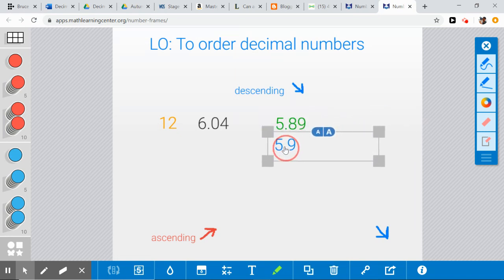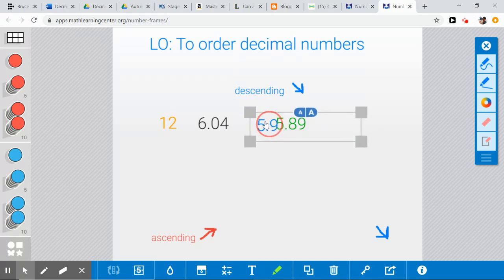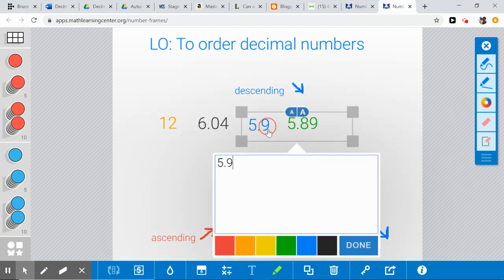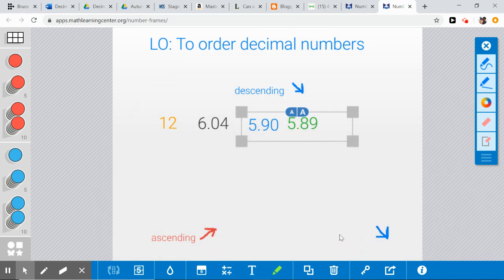So if we put these on top of each other, you can see they've both got the same amount of ones, but 5.9 has more tenths than 5.89. So that goes there, and the smallest number is 5.89. And again, to make it easier for yourself, if you want to, change it so it's written to 2 decimal places. When that happens, you can quite clearly see that 90 is bigger than 89.